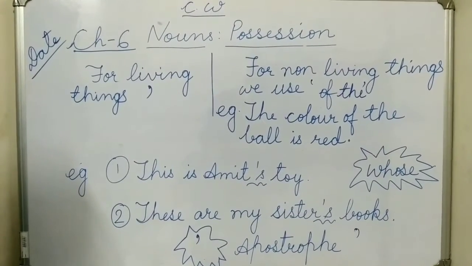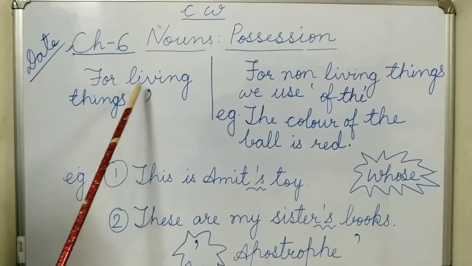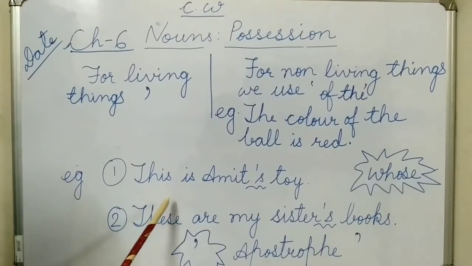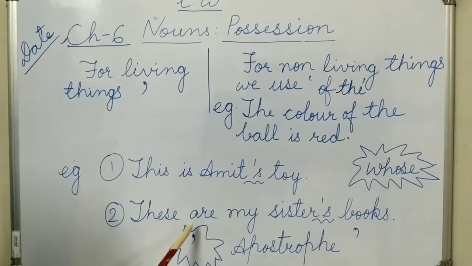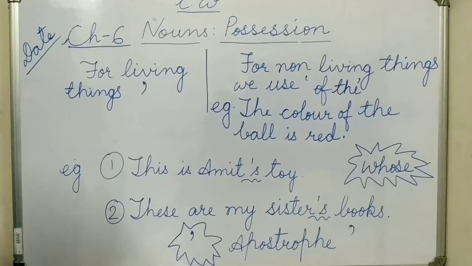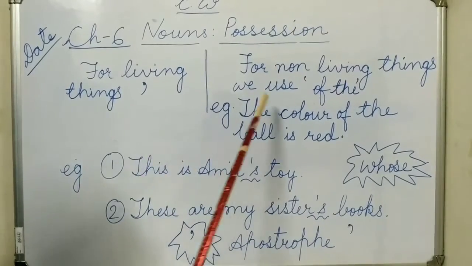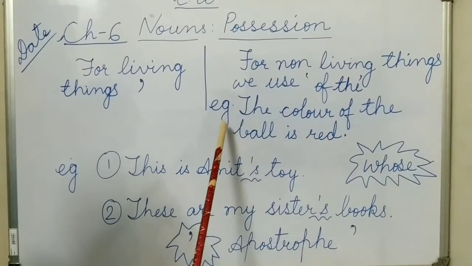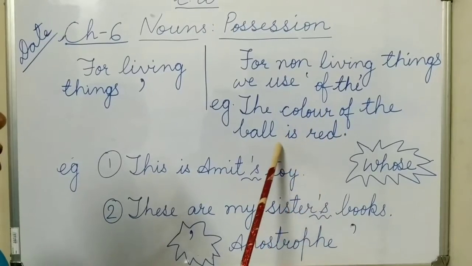Children, you must remember that we use apostrophe for the living things. In this example, Amit is a living thing and here sister is a living thing. For non-living things, we use 'of the'. For example, the color of the ball is red.